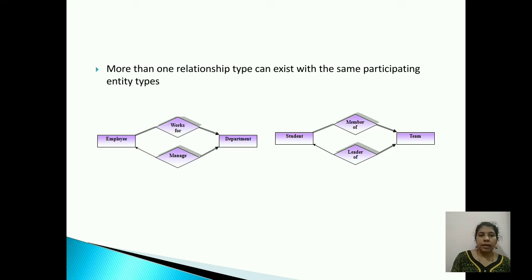And in another example, you can see student and team. A student is a member of a team and a student is the leader of a team. So we have student and team, two different entities, but they have two different relationships. That means more than one relationship is possible between the same participating entities.